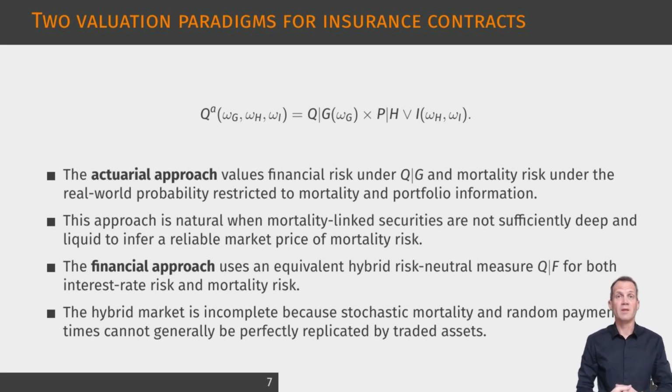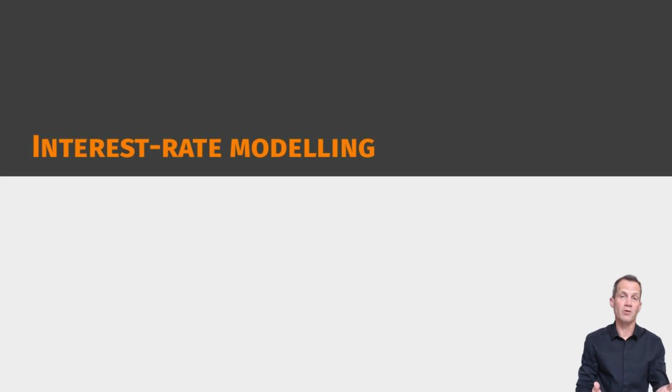However, the hybrid market remains incomplete. Forces of mortality are stochastic, and the exact timing of death benefits and annuity payments is random. In finite heterogeneous portfolios, these cash flows cannot generally be replicated by traded assets. The difference between the two paradigms is therefore not the list of cash flows, but the probability measure used to value mortality uncertainty. We now turn to interest rate modeling.